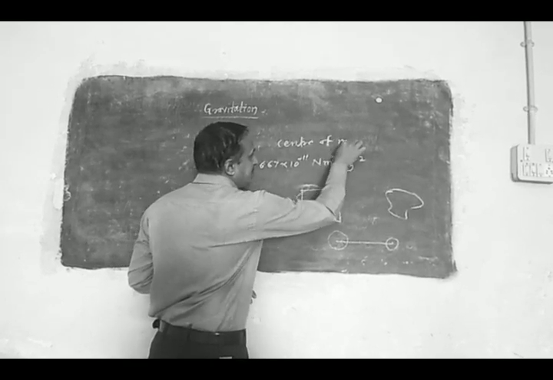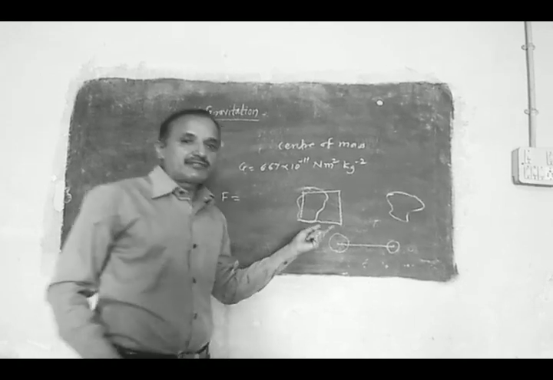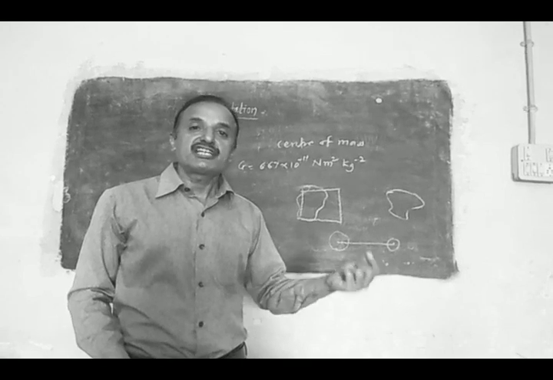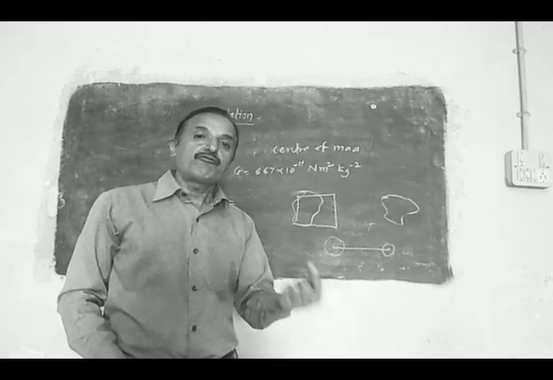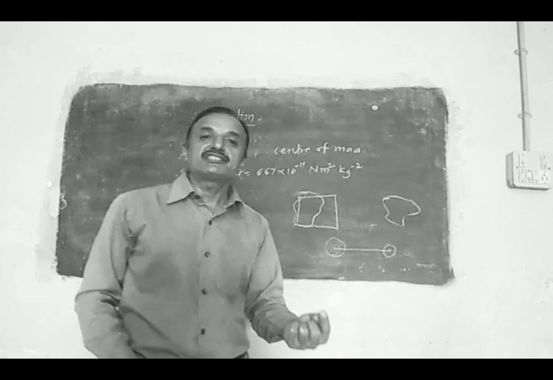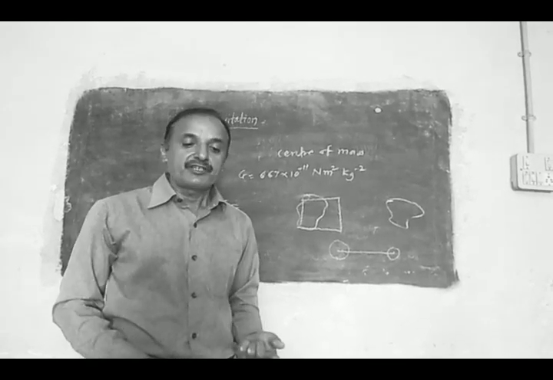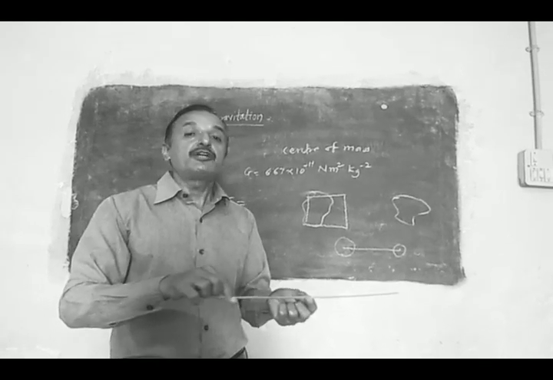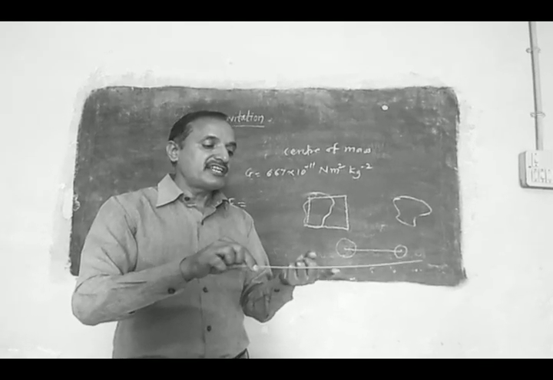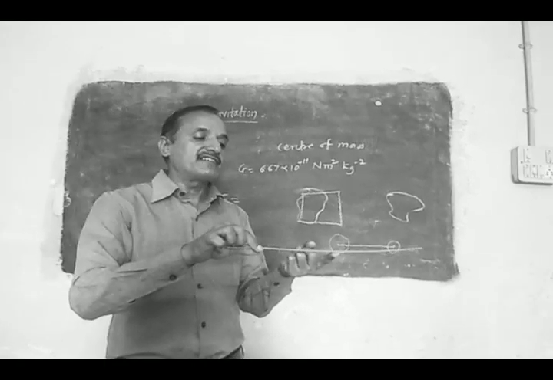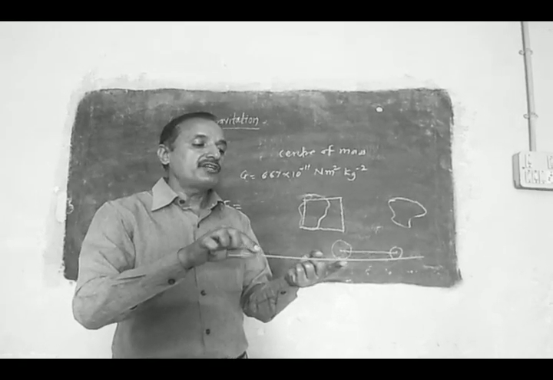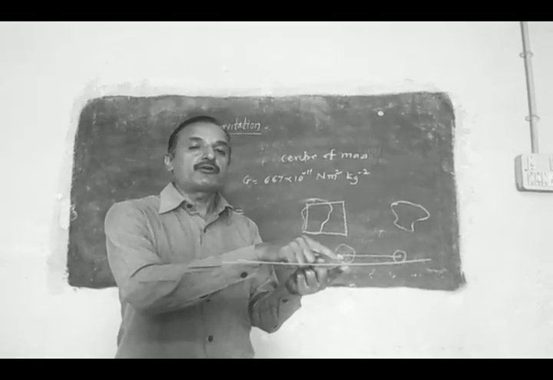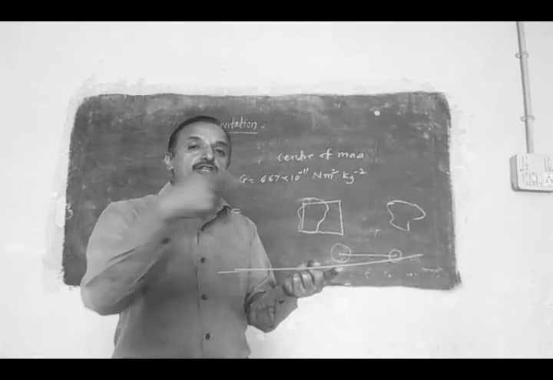Now center of mass means we have to catch the object in such a way that at one point the whole mass of the object is balanced. Suppose a stick is there. Now suppose you want to find the center of mass. You have to see at what point this stick will balance. At that point there is the center of mass.